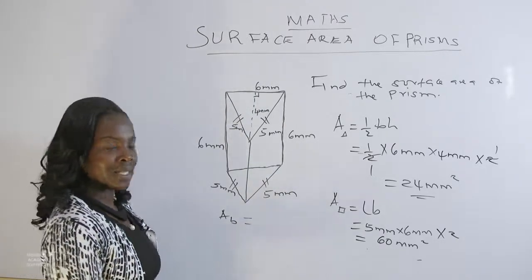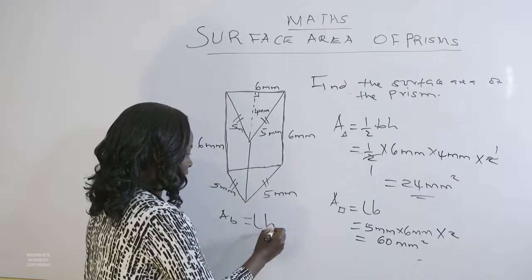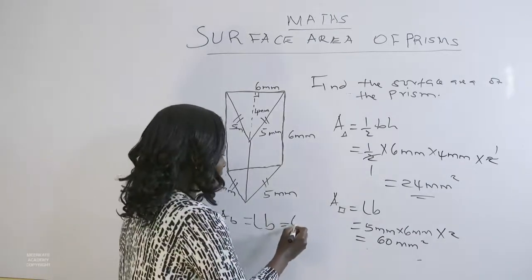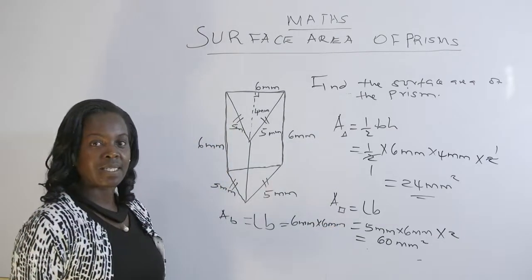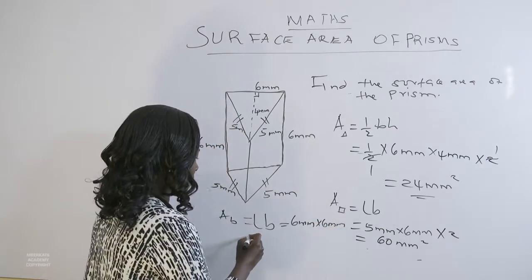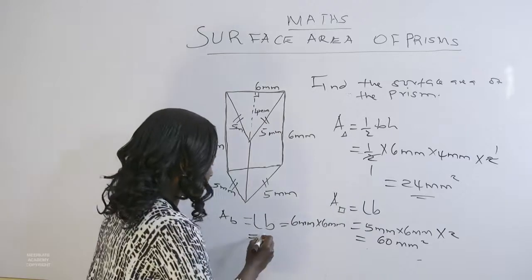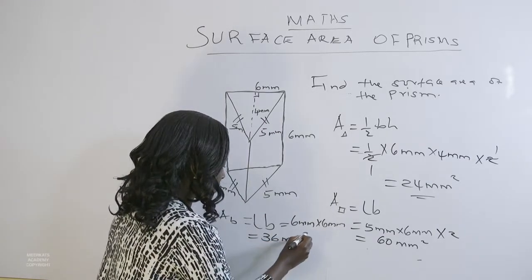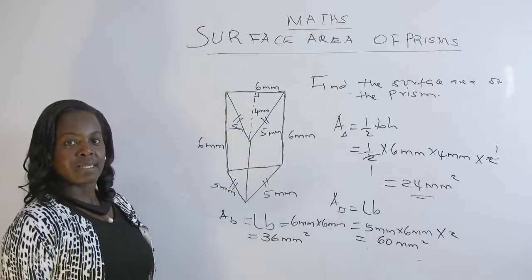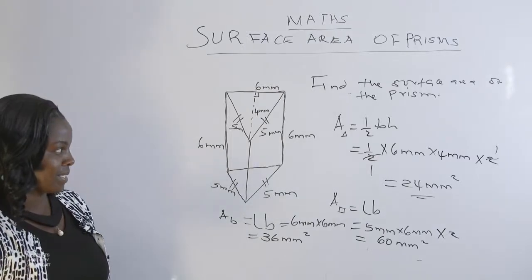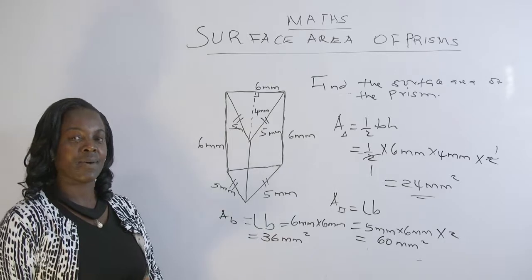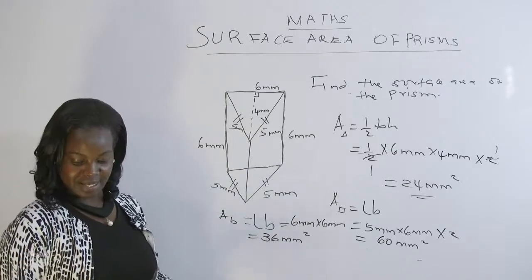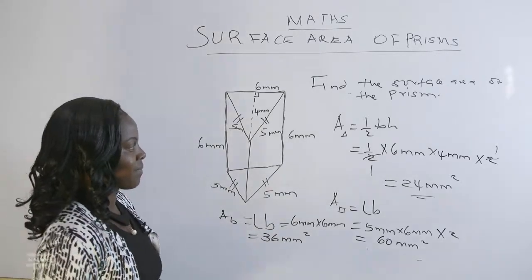Because it's a rectangle, it's still length times base, which is 6 millimeters times 6 millimeters. That will give us 36 square millimeters. Now we have calculated the areas for all the faces. Let us now add them together to give us the total surface area.